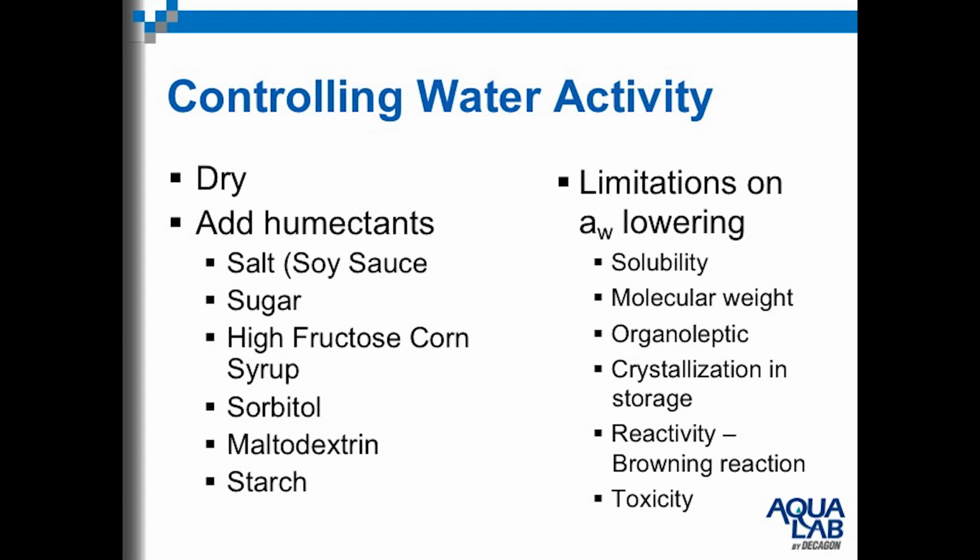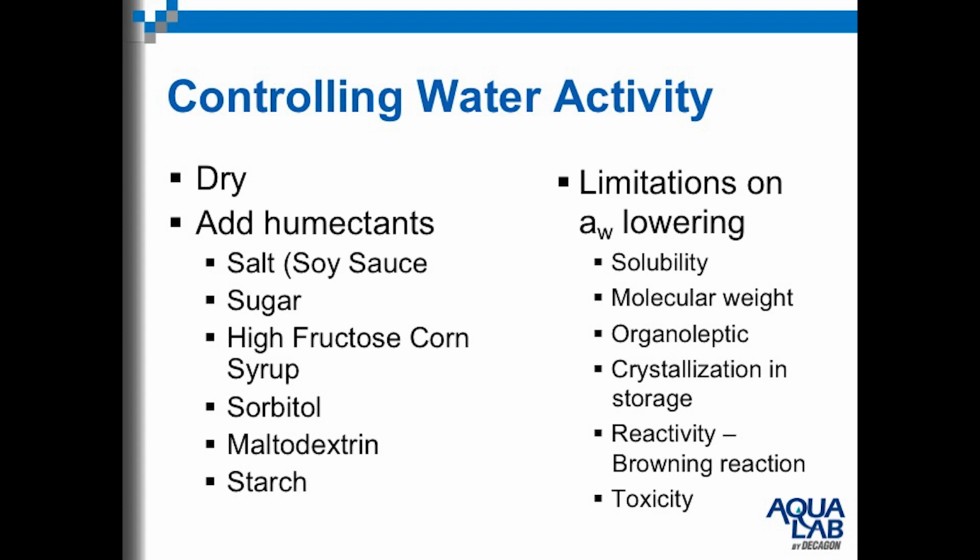Okay, so then how do we control water activity? Well, the best or most common way of controlling water activity is to dry a product. Dehydration will lower the water activity. As you remove water from a product, it will cause its water activity to go down. And the relationship between the amount of water present and the level of water activity, or energy of water, is called a moisture absorption isotherm.